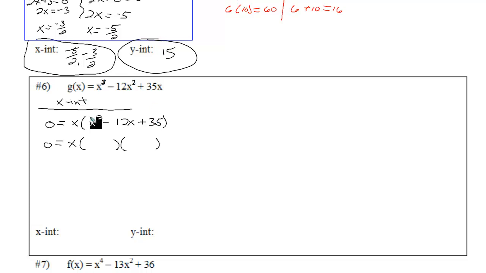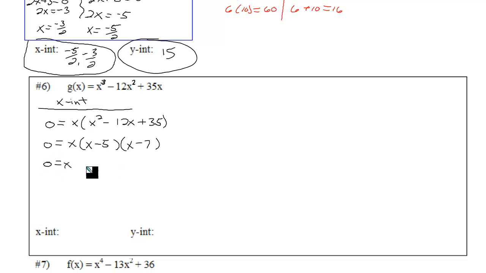Two numbers that multiply to get a times c. A is 1, c is 35. Same two numbers add to get negative 12. That would be a minus 5 and a minus 7. If you split the middle term into a minus 5x and a minus 7x, grouped it, you'd get the same result that you see here.